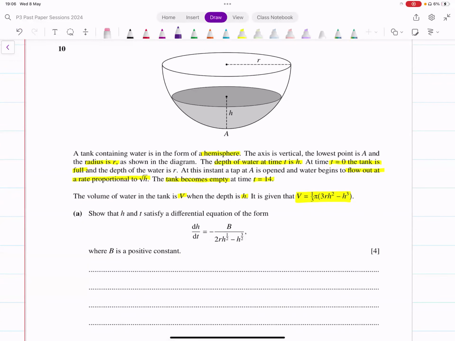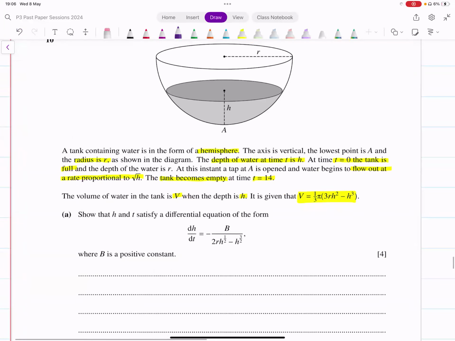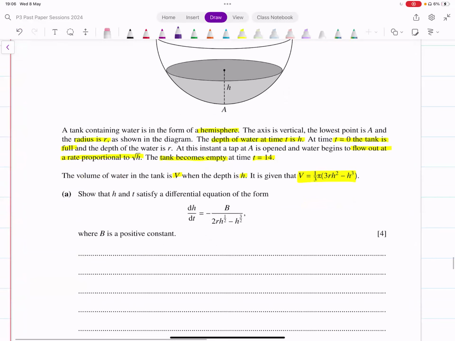Now, how do we think about this? Okay, so the tank is full initially. Initially, it says the tank is full. And the water just begins to flow out then. What's the rate of outflow of the water?